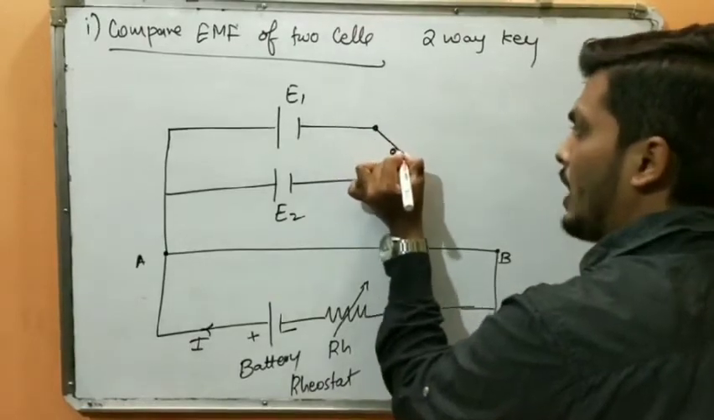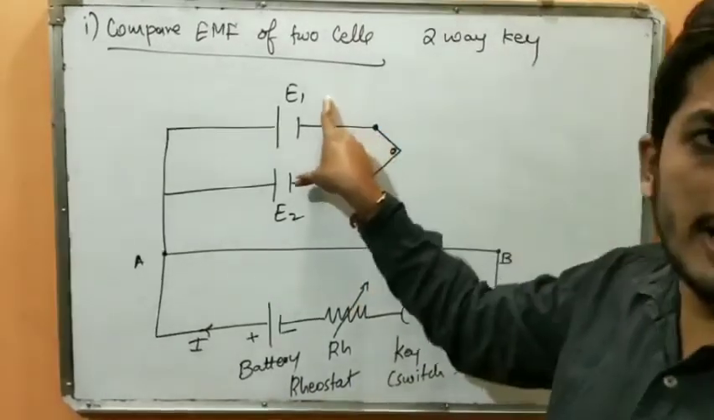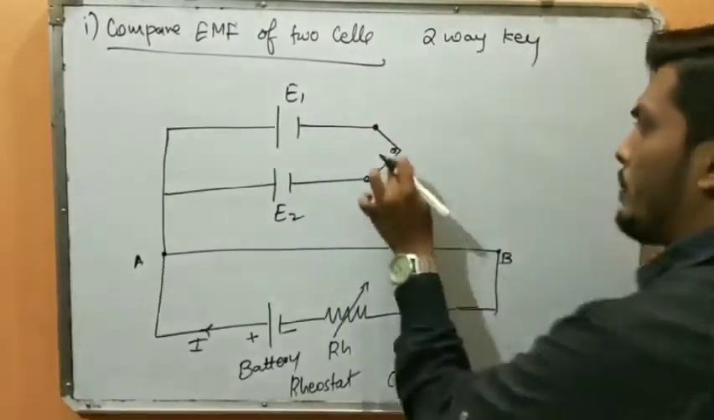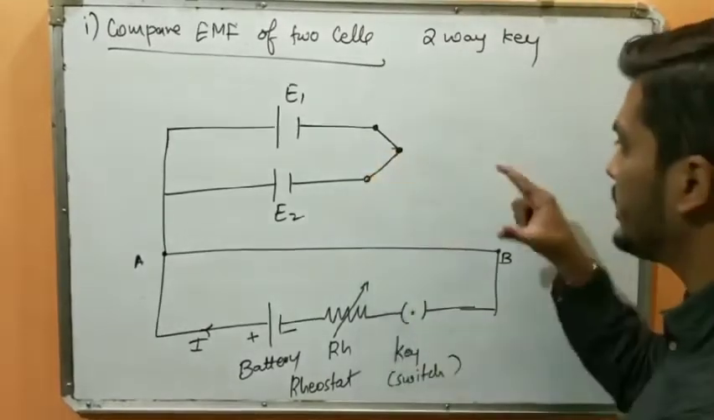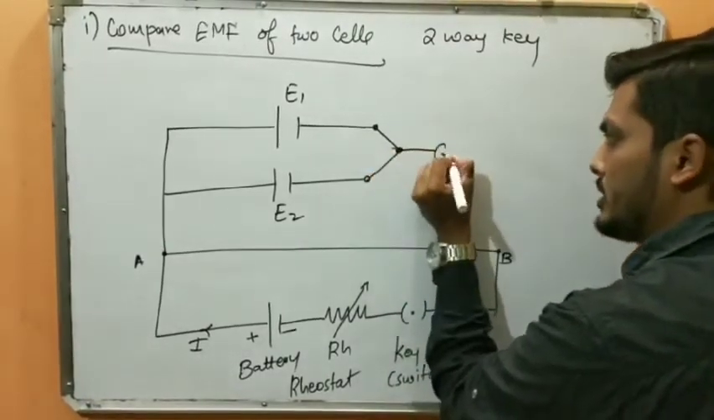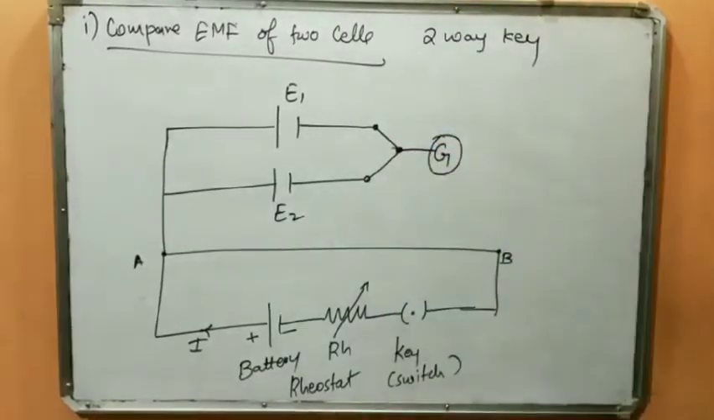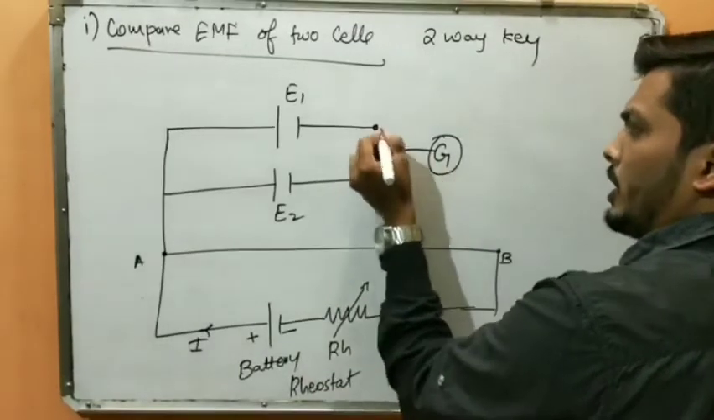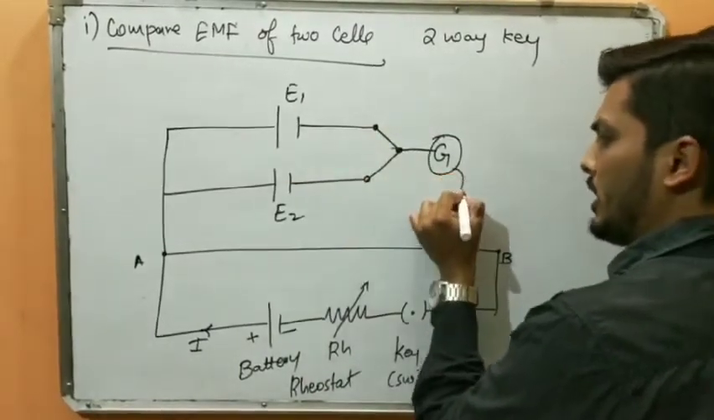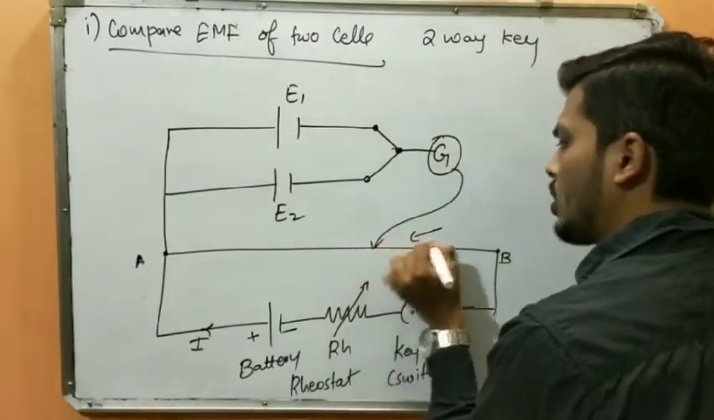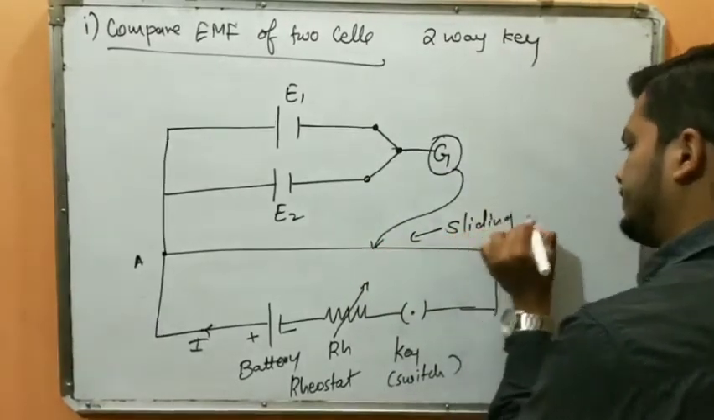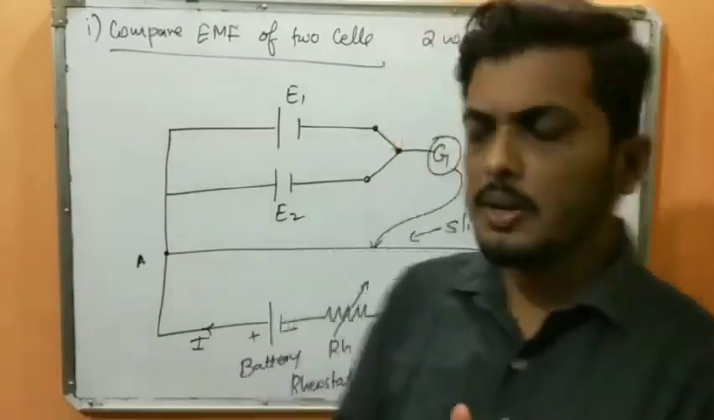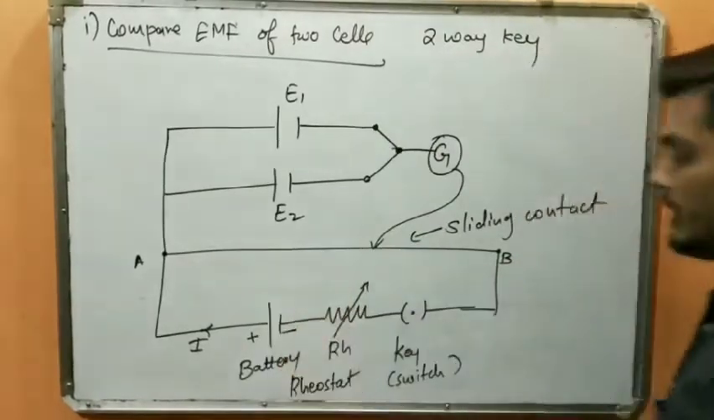So now there is a dispute between both the cells and they want to know who is great, whose EMF is higher. So we are going to appoint one judge here, and the judge is the galvanometer. Here we are going to connect the galvanometer. And you know the galvanometer again has 2 terminals. One terminal will come from either E1 or E2 and the other terminal is connected to the sliding contact, or jockey. Sliding contact, I told you, is a metal piece with a knife edge, so that it will find that balancing length. Is that clear?